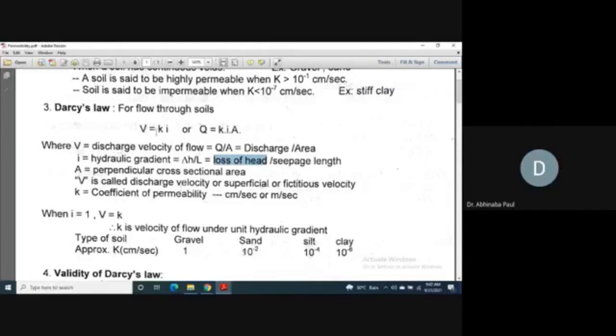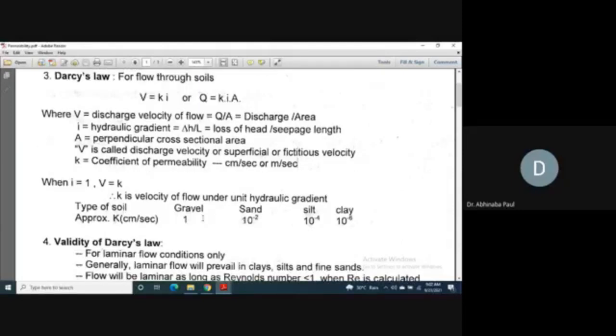So V is equal to Ki. What is K? K is the coefficient of permeability. This is the unit. So this is how Darcy's formula is. Now when the hydraulic gradient becomes 1, we can say that the discharge velocity is equal to the coefficient of permeability.